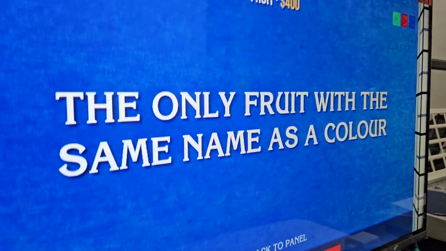I choose fruits for 400. The only fruit with the same name as a color. What is orange?